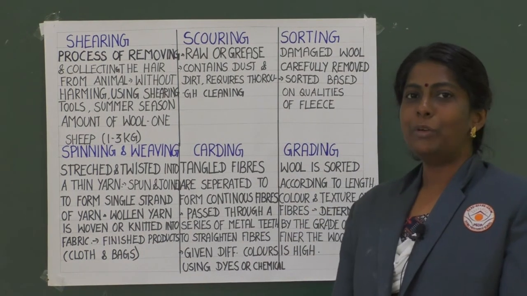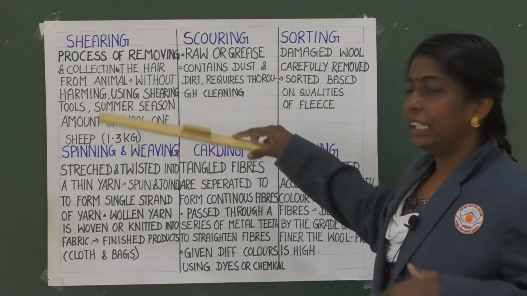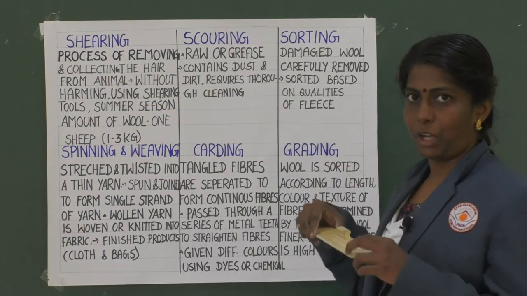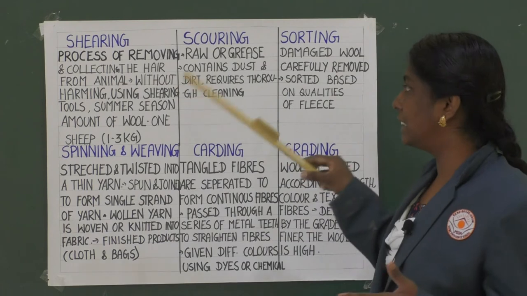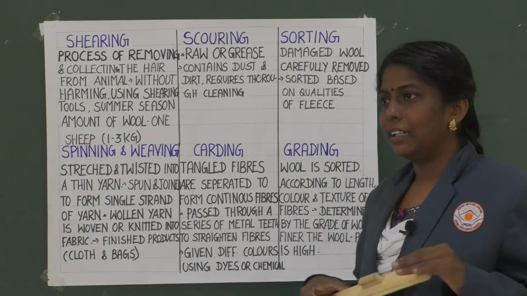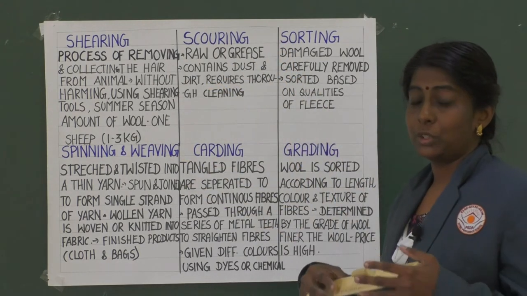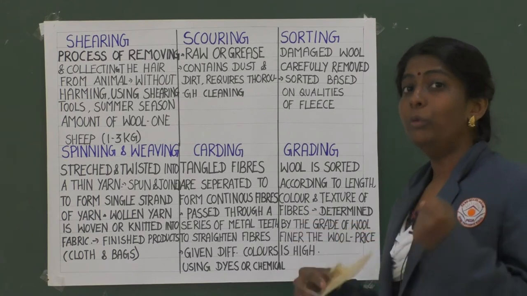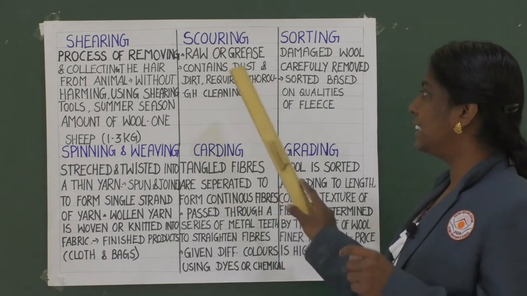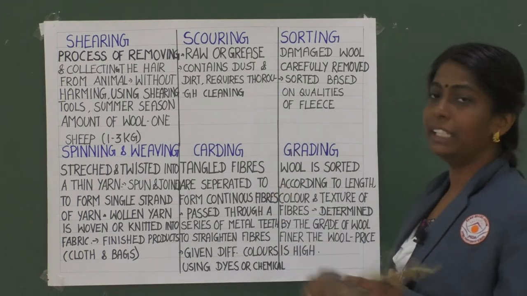Yes, children. Now the second step, scouring. The wool obtained after shearing is subjected to the step of scouring. That wool is called raw or grease wool. Here it contains dust, dirt and all. The process of thorough cleaning is called scouring. It contains dust and dirt, so it requires thorough cleaning. That step is done here, and that is nothing but scouring.